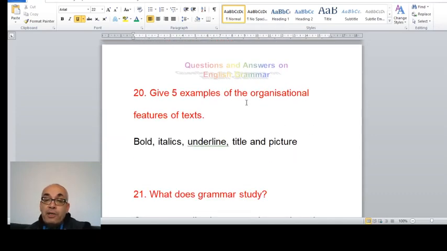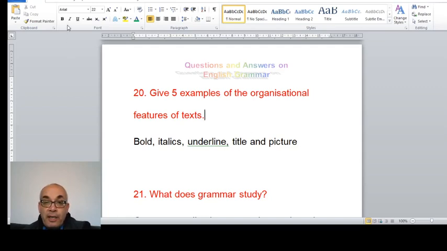Give 5 examples of the organizational features of texts. So sometimes we call it organization, sometimes we call it layout or format. What does it mean? It means how you put the information in the text. Of course, the text is anything you speak or write. And you take the information and you put it in a certain order. And when you put it in a certain order, you can use bold, italics, underline, title, and picture. I give you only 5 features of text. Sometimes they call them formatting features.